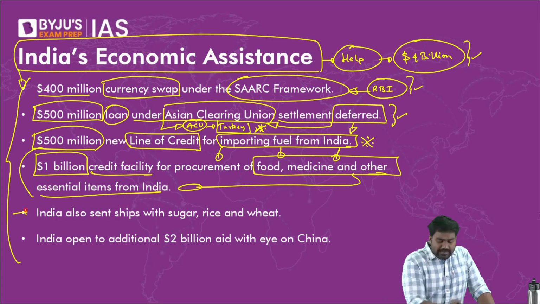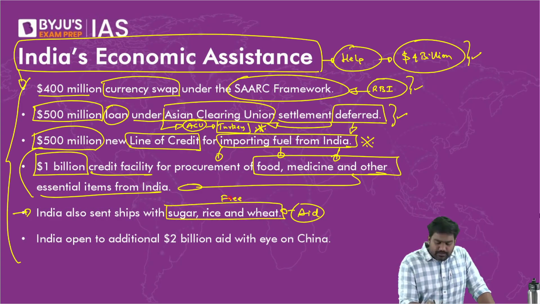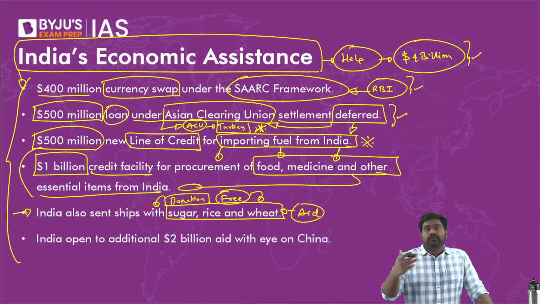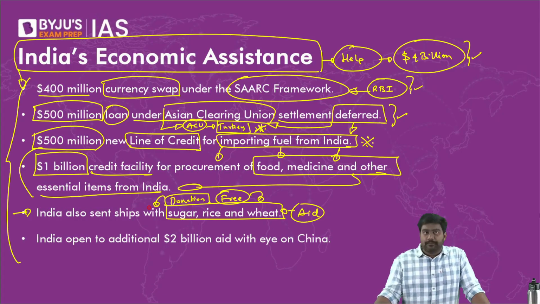We also gave aid. We supplied some essential commodities free of cost. This was a donation, apart from all the loans we gave, we donated sugar, wheat, rice, and other essential items to help the Sri Lankan people because they were facing a very serious crisis.